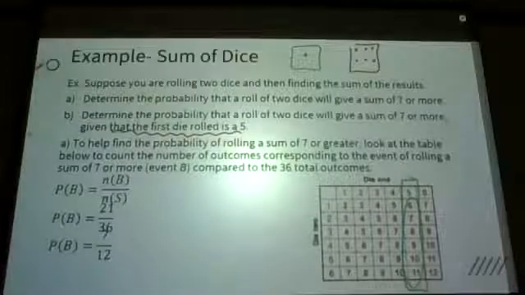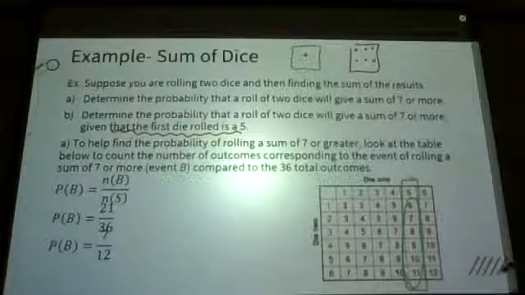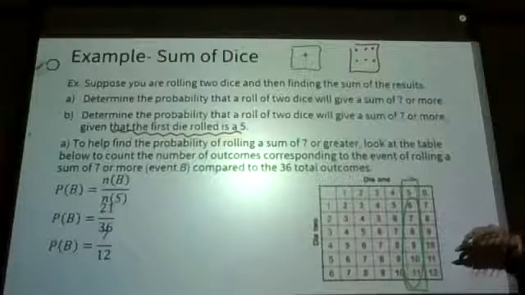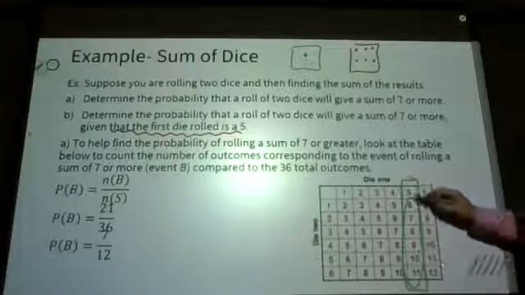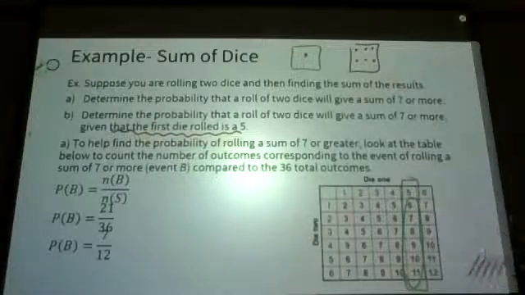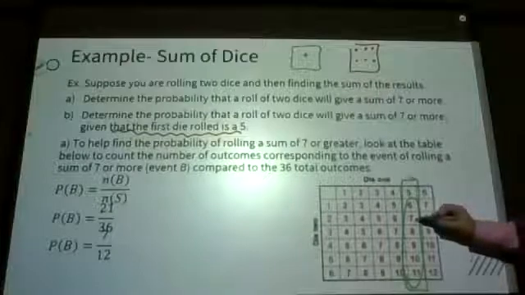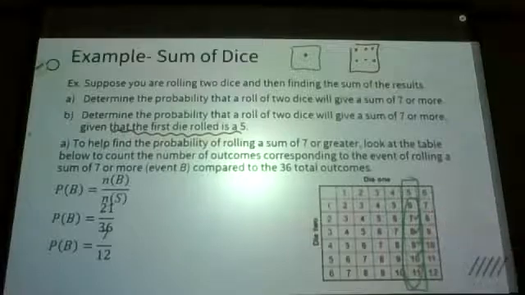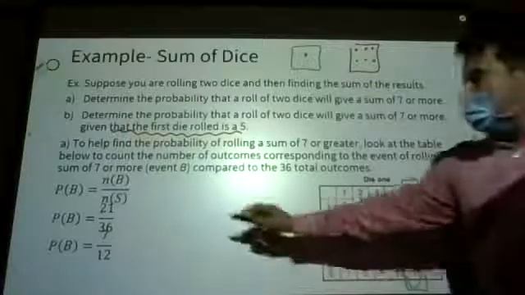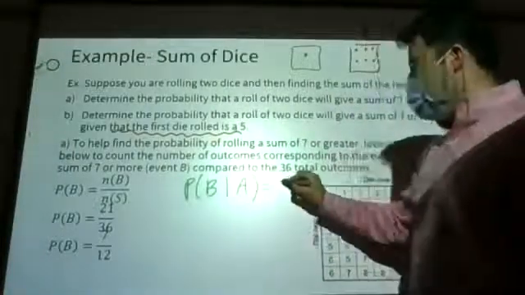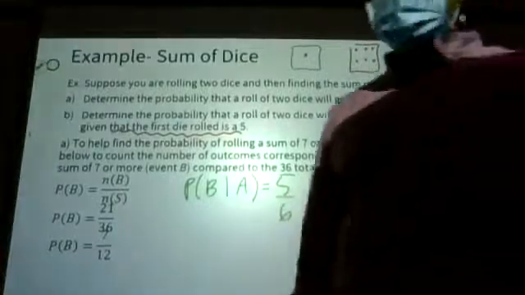Would it be 1 to 6? I think you gave me the complement. 7 or more. So we're only looking at these possibilities, because this is the row that has 5 as the first die. It'll be 5 out of 6, exactly, because we have 1, 2, 3, 4, 5. So it's a total of 5 out of 6. So the probability that I get B given A would be 5 out of 6. Does that make sense?